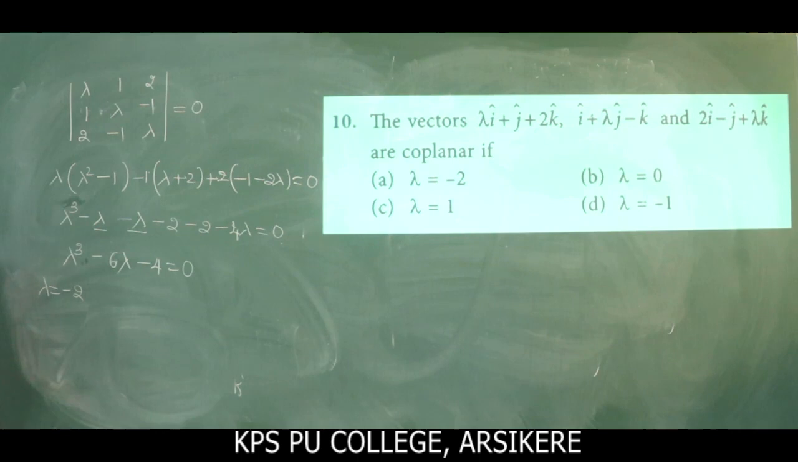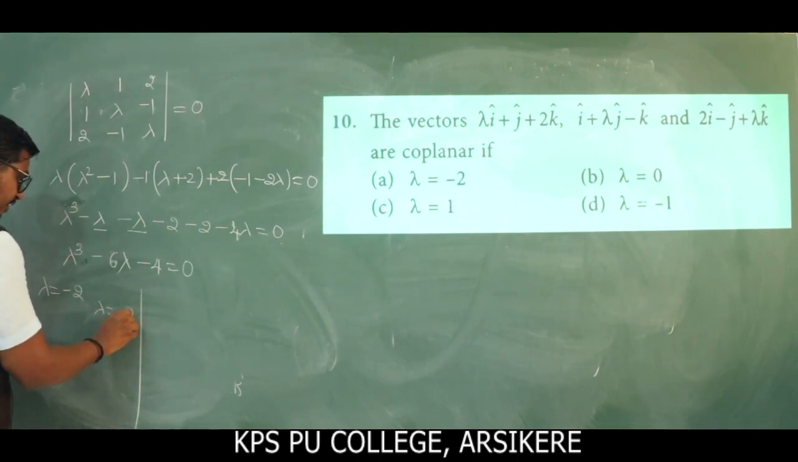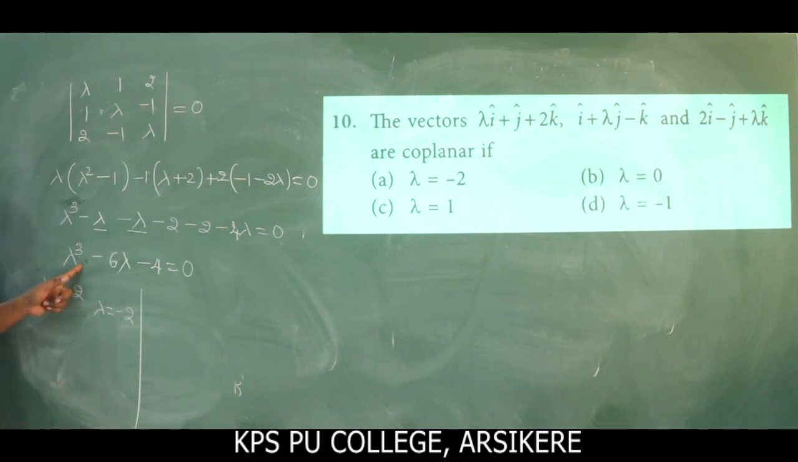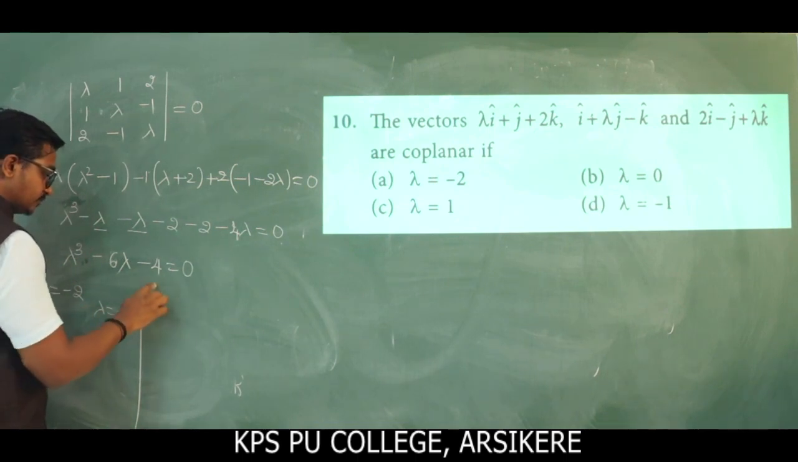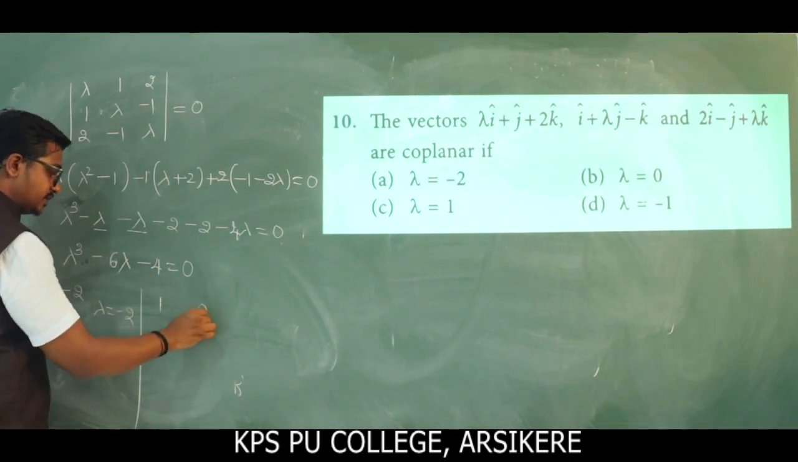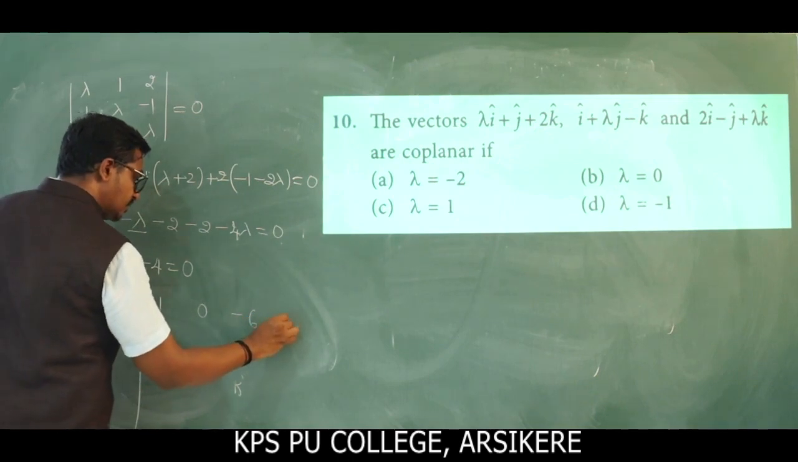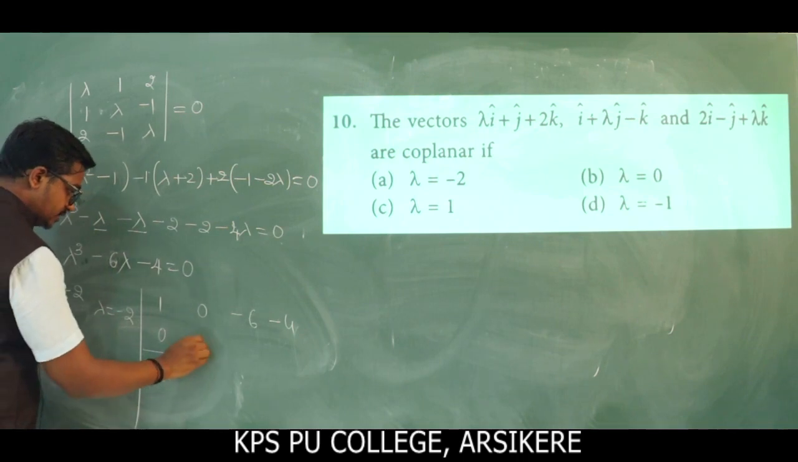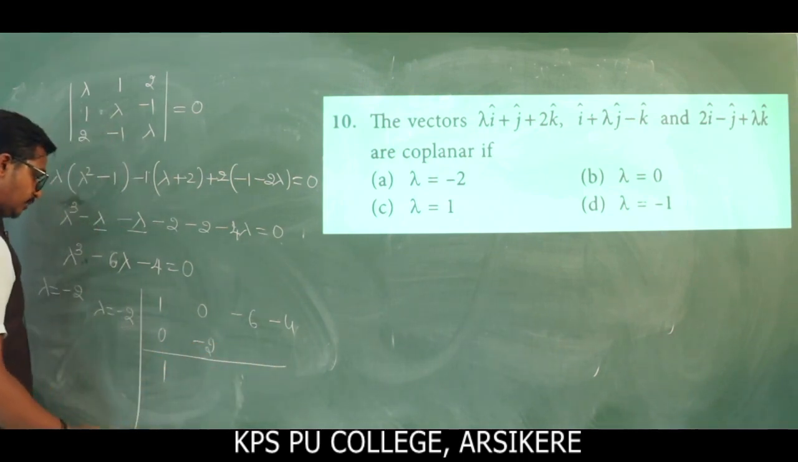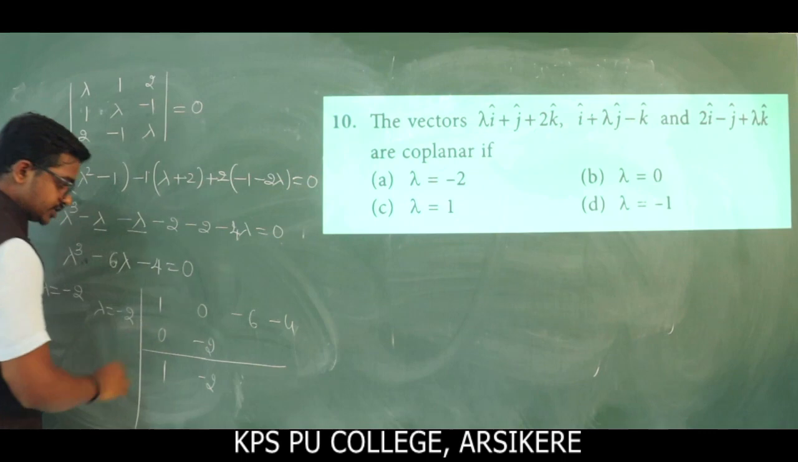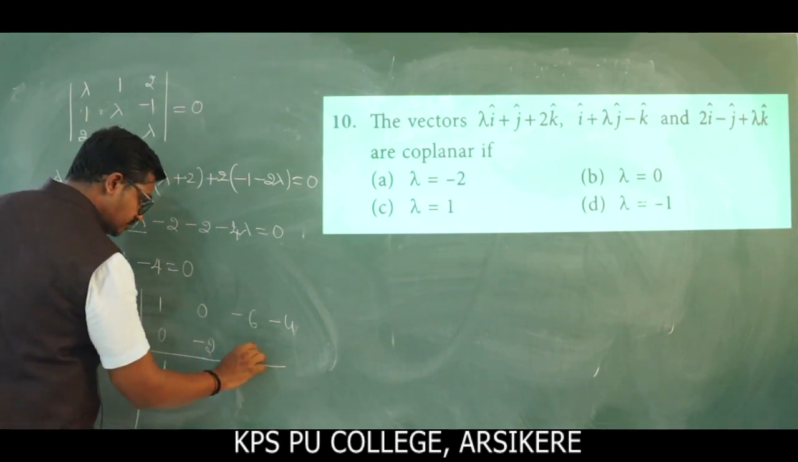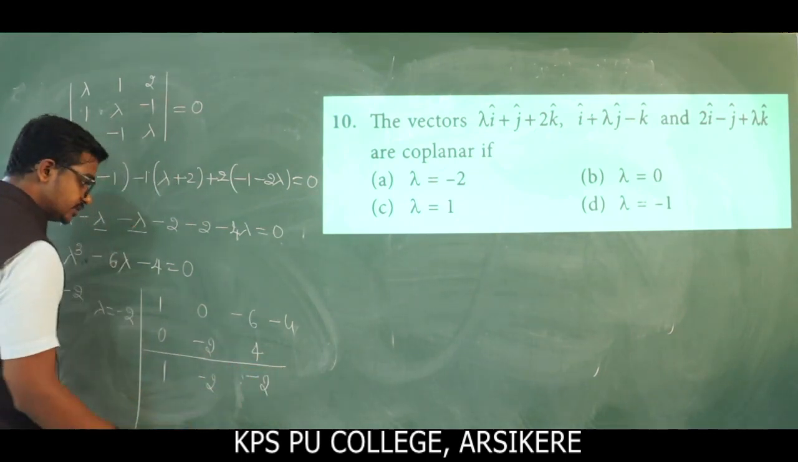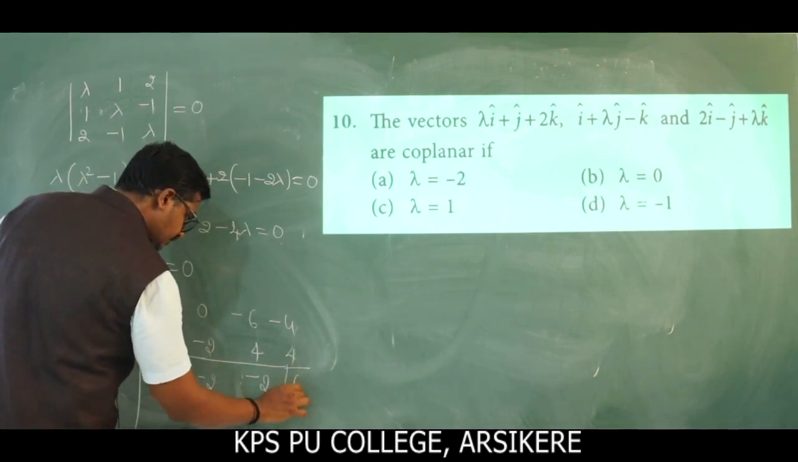Then, let us go with synthetic division, where we have lambda is equal to minus 2. Write the coefficients of the terms. For lambda cube it is 1. For lambda square, that is 0. Here minus 6, then minus 4. Bring down 1. Multiply by minus 2, we get minus 2. Minus 2 into minus 2 is 4. This becomes minus 2. Minus into minus is plus. We are left with 0.